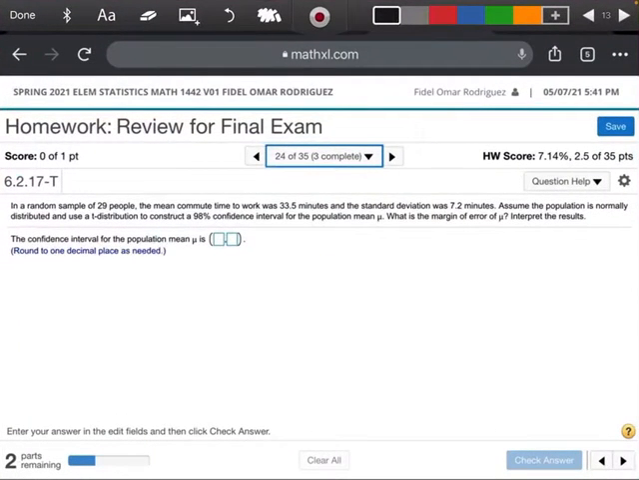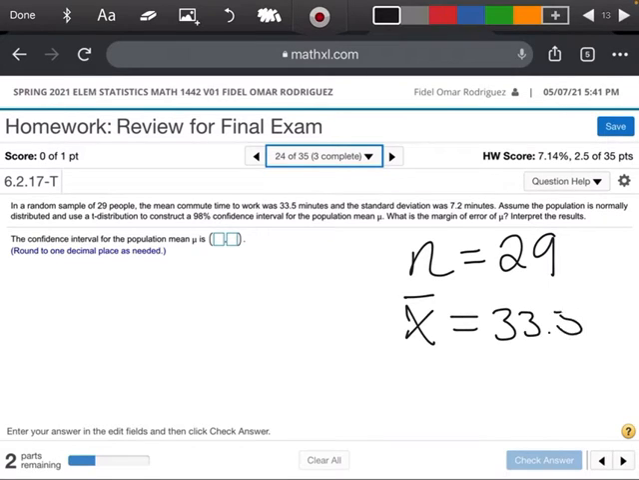All right, so y'all, this is number 24 out of the review, and it says in a random sample of 29 people. Okay, so I'm going to stop right there. That's just telling me that my N in this case is 29. The mean commute time to work was 33.5 minutes. So my X bar here is 33.5, and my standard deviation was 7.2.